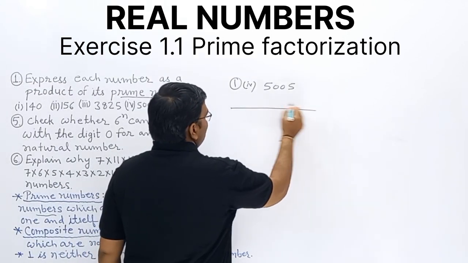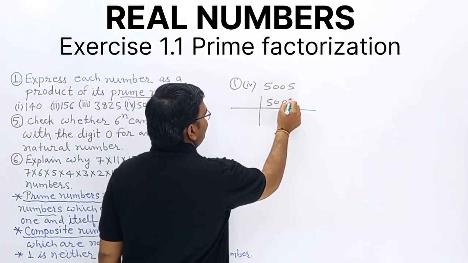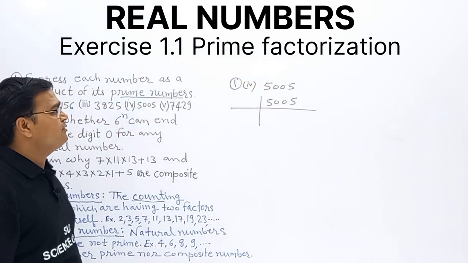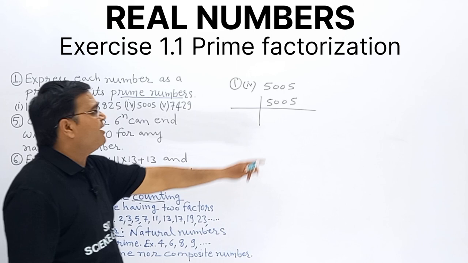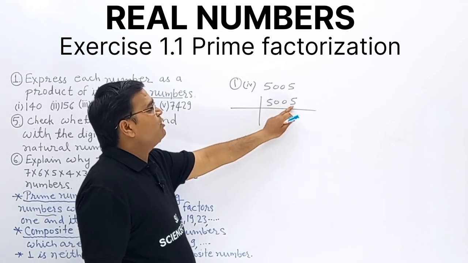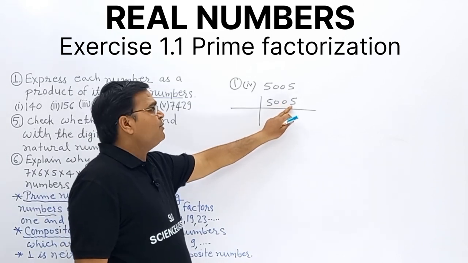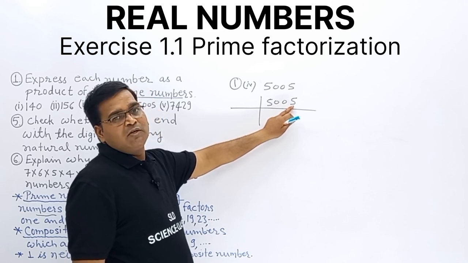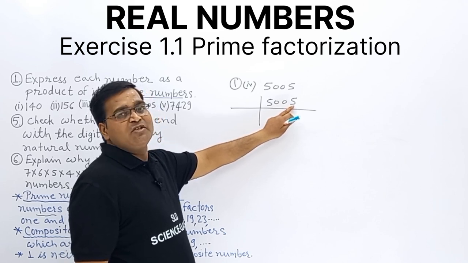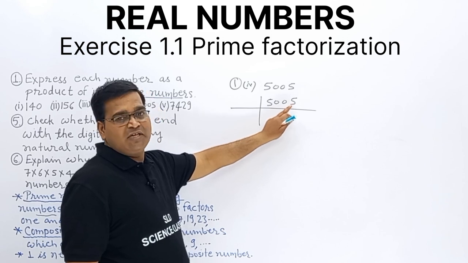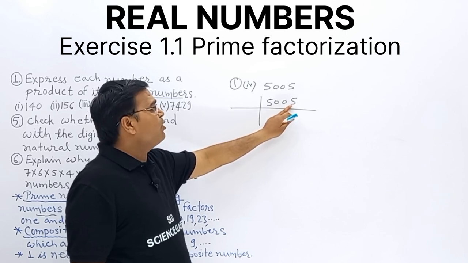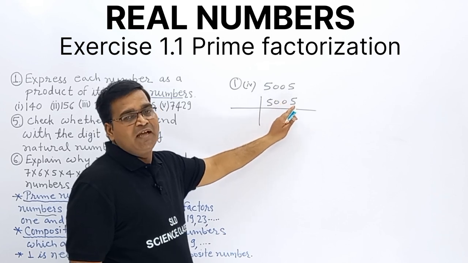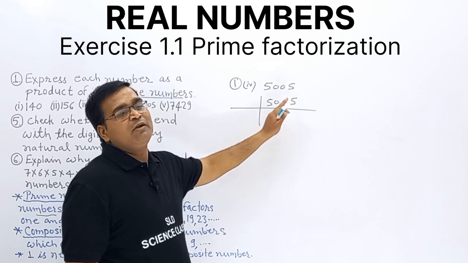So using long division, 5005 is there. Now observe, can we divide this number by 2? No. Why? Because the unit place has 5. If the unit place has 0, 2, 4, 6, 8, then we can divide by 2. Then the next prime number is 3. Can we divide this number by 3? No. Why? Because the sum of these digits, 5 plus 0 plus 0 plus 5, is 10, and 10 is not a multiple of 3, so we cannot use 3.